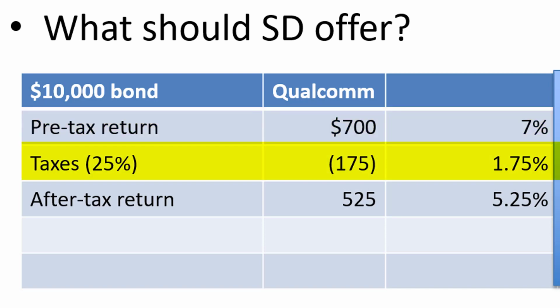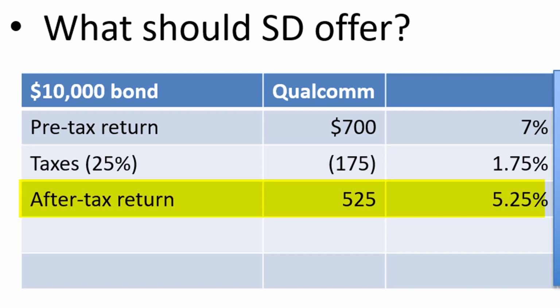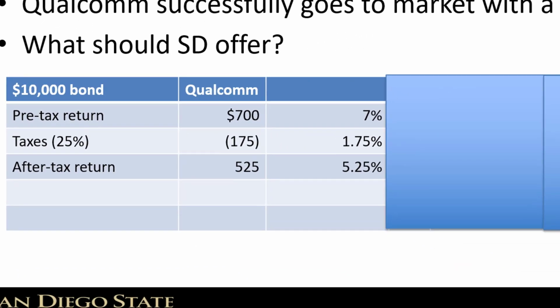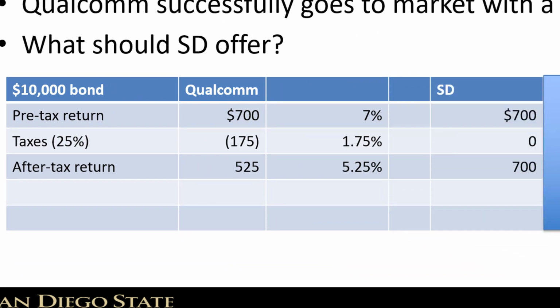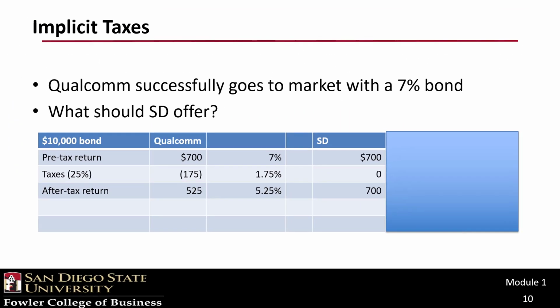Of course, the investors are required to pay income taxes on that return of 25%, or $175. That leaves Qualcomm's bond investors with an after-tax return of $525, or 5.25%. Since you know investors are expecting the same return from San Diego bonds, you consider pricing them at the same 7% as Qualcomm did. However, as a graduate of the SDSU accounting program, you know that bonds issued by state and local governments are tax exempt.